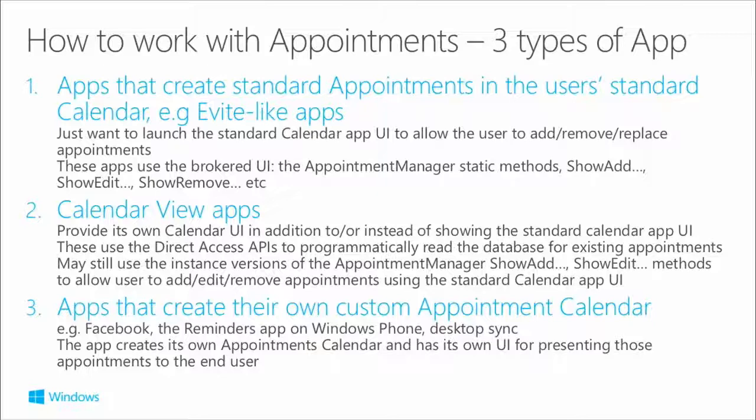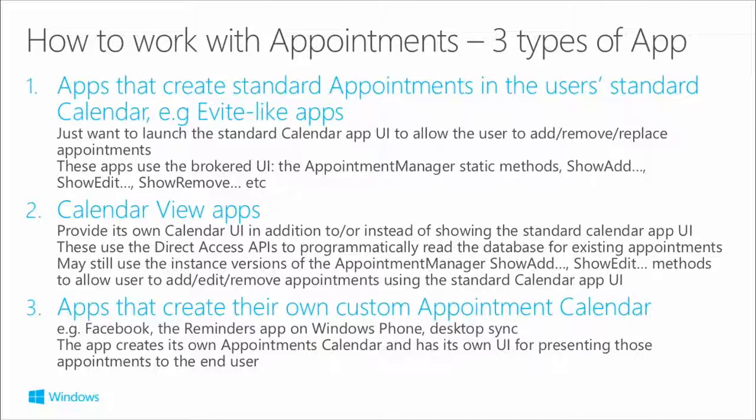The second one, calendar view apps, is where you might show some of the standard calendar app UI, but you want to provide some of your own calendar UI as well. So you want to programmatically get back appointment details, and then you might put them up in your own UI for whatever reason. And these will use the direct access APIs to programmatically get appointment details back. And then you can still use the instance versions of the show add, show edit, all those show APIs that were in the brokered UI. You can still call them as well in order to pull up the standard UI to work with those appointments.